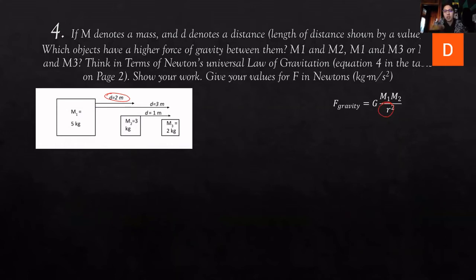The length of the distance, we show a value in meters. Which objects have a higher force of gravity between them? Objects m1 and m2, m1 and m3, or m2 and m3. So we want you to think in terms of Newton's universal law of gravitation, which is our equation 4 on page 2. I also put it here on the slide. Show your work and give your values for force in newtons, which is kilograms times meters per second squared.